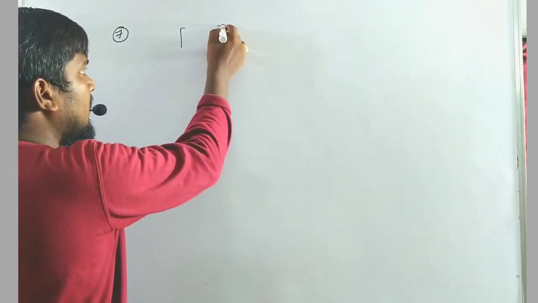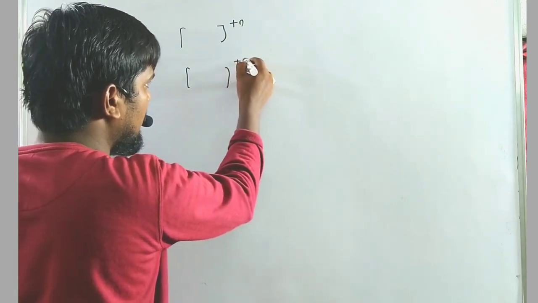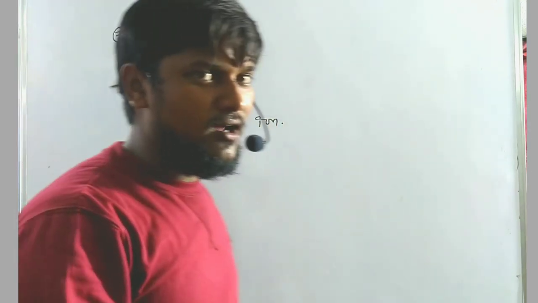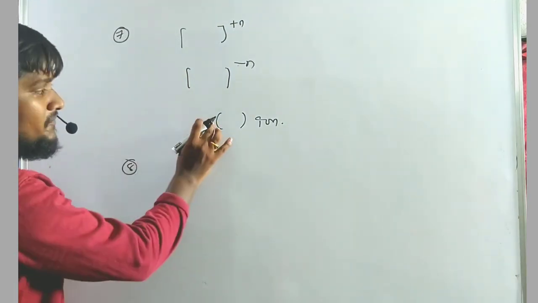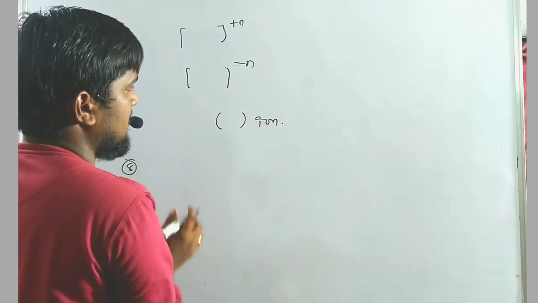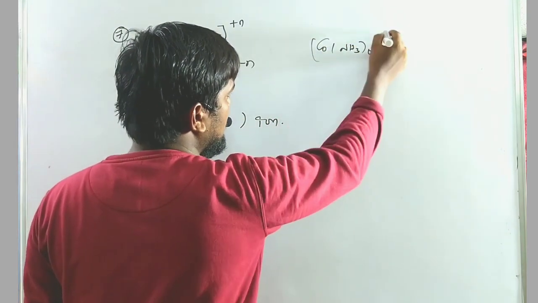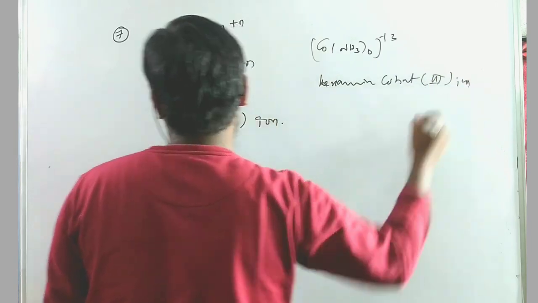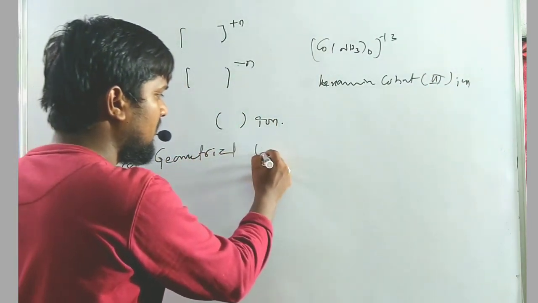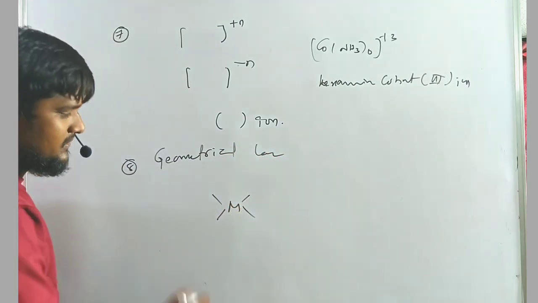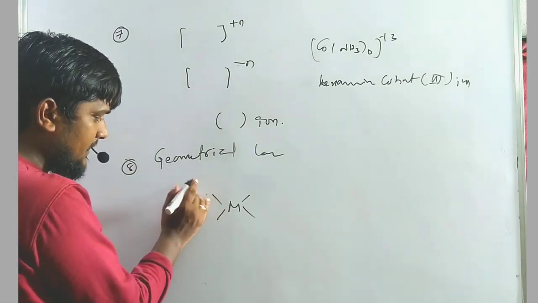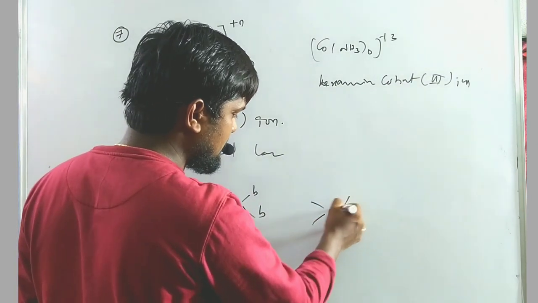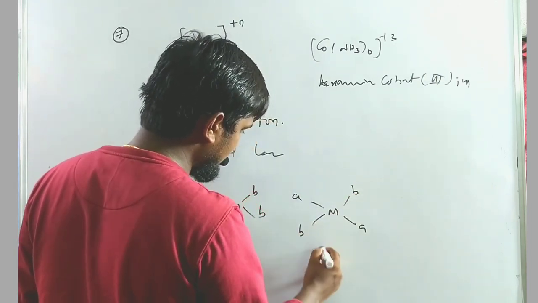The seventh rule is: if the complex has a positive or negative charge, then in the nomenclature after the oxidation state in square brackets, we write ion. Just simply, [Co(NH3)6] with plus 3 means hexaammine cobalt(III) ion. Now the eighth rule is geometrical location. If a metal has two different types of ligands, and similar ligands are present at adjacent sides, like AA, BB, then it is prefixed as cis. If similar ligands are present at opposite sides, then it is prefixed as trans.